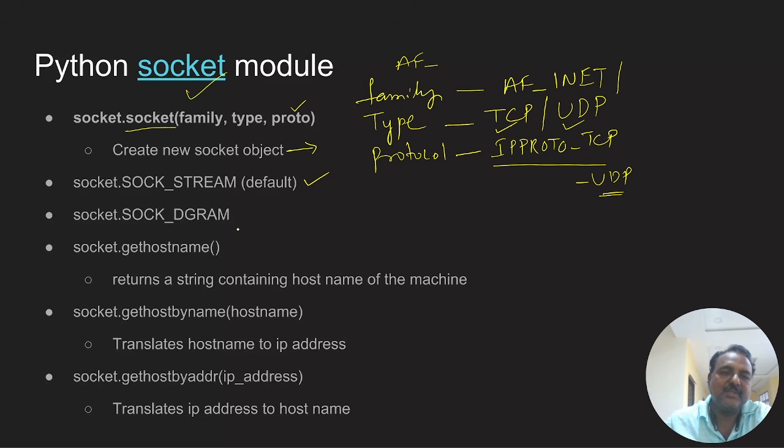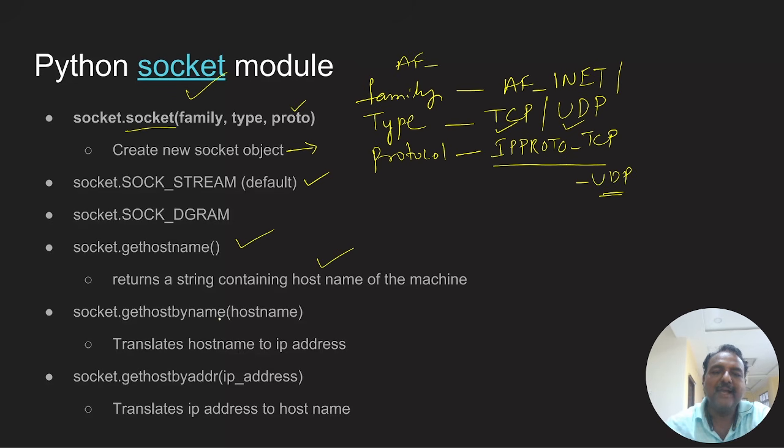Then comes socket get host name, a very interesting function which we are going to use every time. What it does is it returns a string containing the host name of the machine. As I said in the beginning, whenever I start my computer, the computer is assigned some name, which can also be called my IP address. Whatever is assigned to your computer can be acquired by using the method get host name.